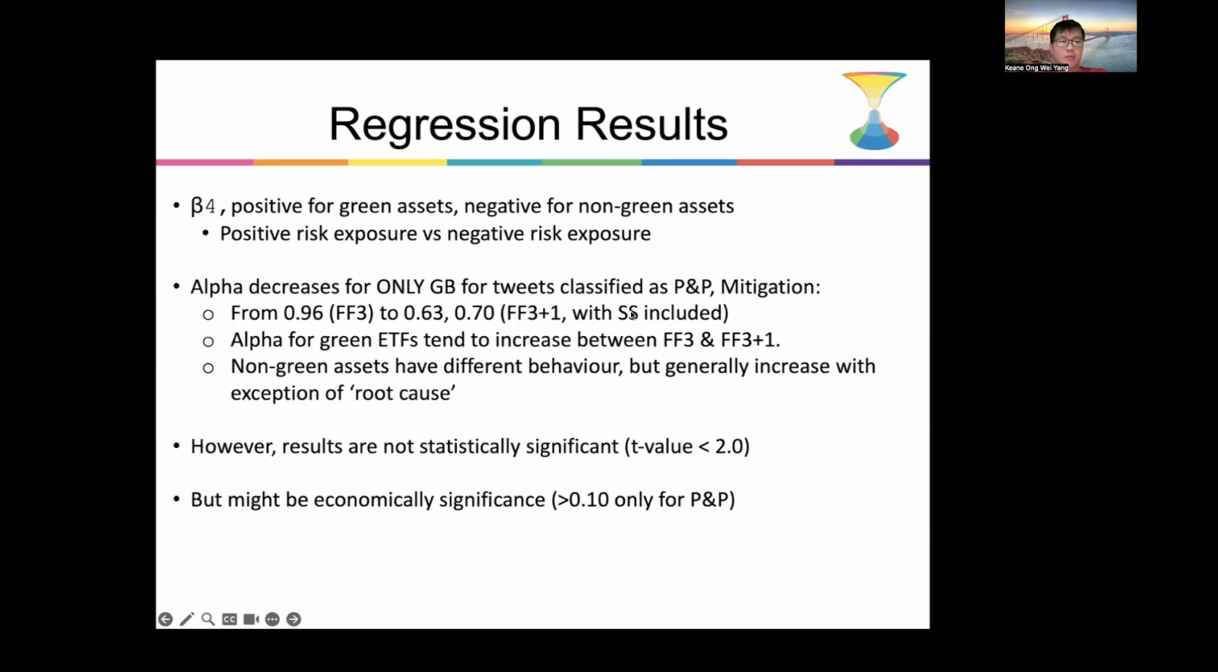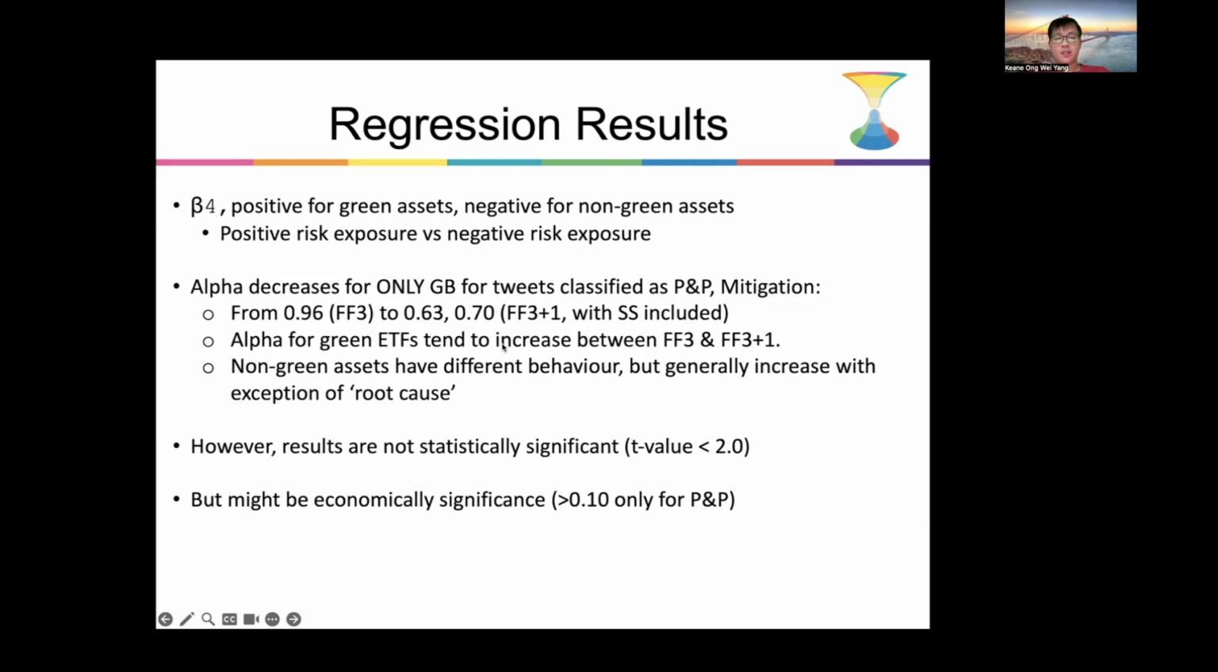Yeah, so you can see that beta 4, which is your coefficient of X in our regression, is positive for green aspects. So there's actually a negative for non-green aspects. So there's a positive risk exposure. So you can also see that the alpha decreases for green baskets for tweets. So you can see that in the three-factor regression, alpha was about 0.96, but when we do this regression on a four-factor regression, means with the inclusion of our climate change tweet sentiment, what happens is that the alpha actually decreases. Yeah. So that's only for the green basket.